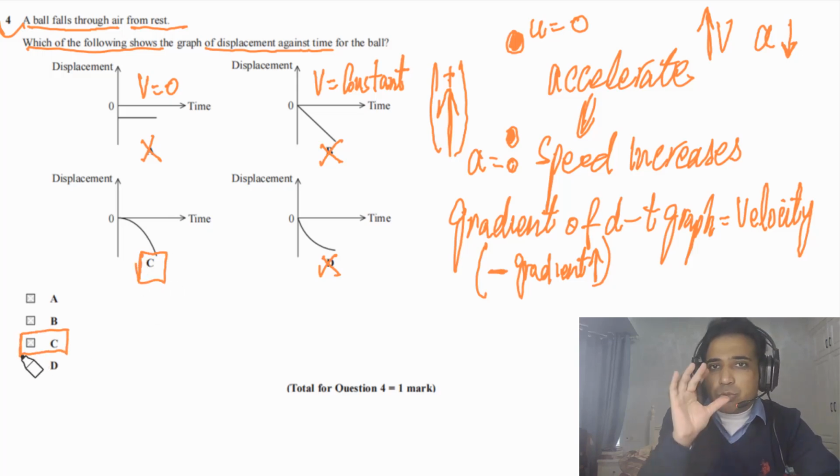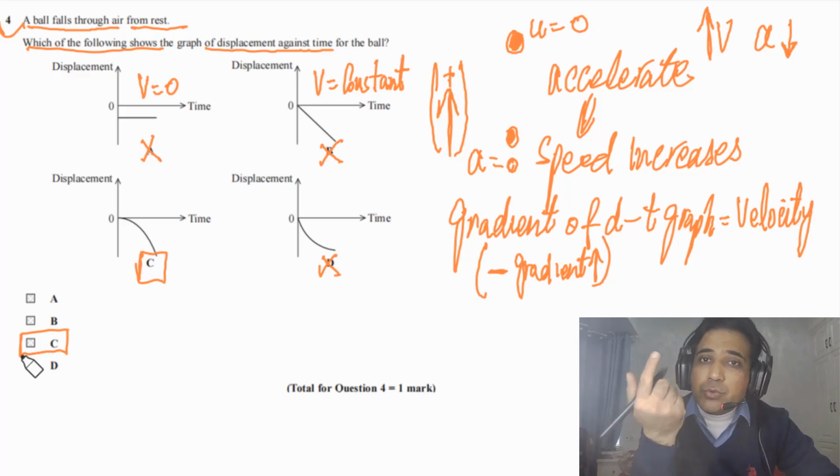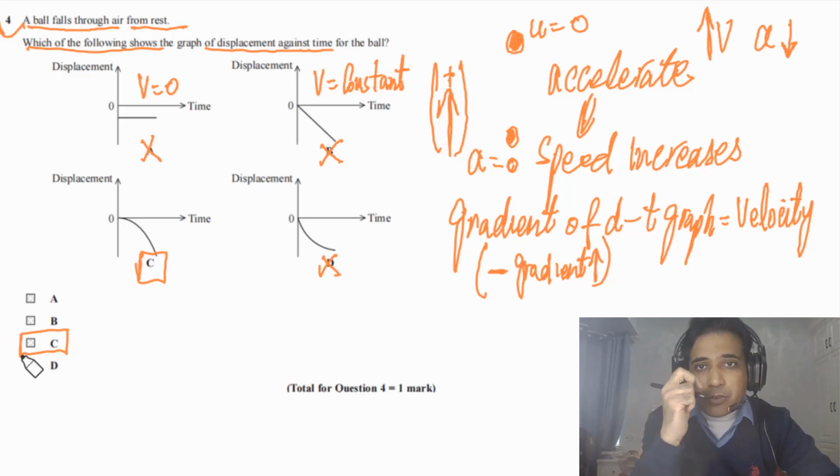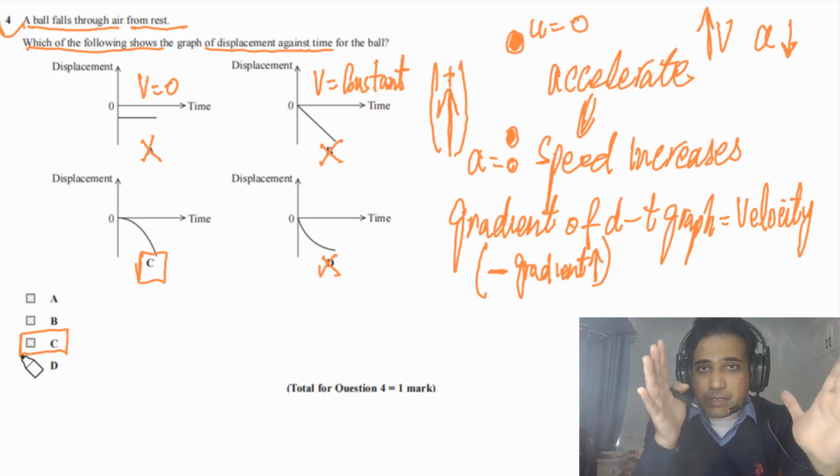So this is how you need to understand. At this level, you simply need to understand what the gradient of the graph is telling you and what the area under the graph is representing. These two points you need to understand. If you can figure out these two, questions about graphs are very easy.